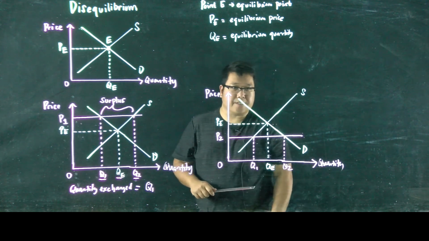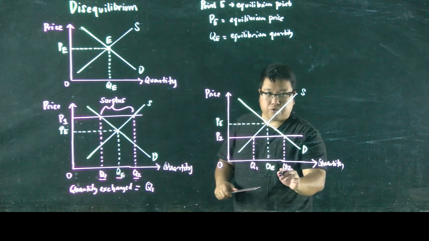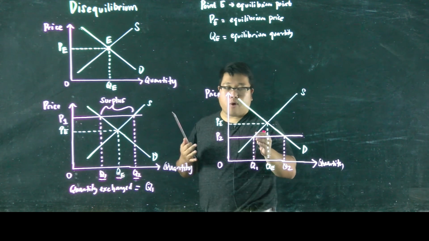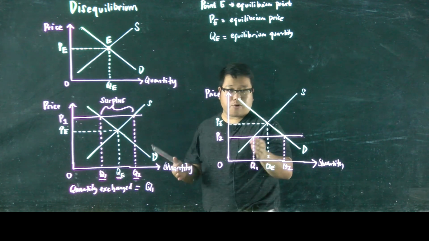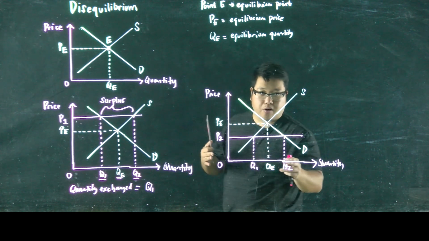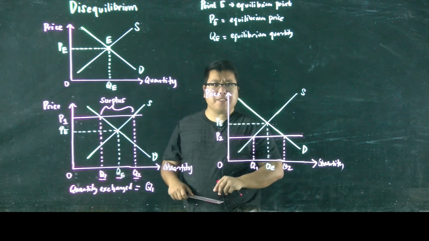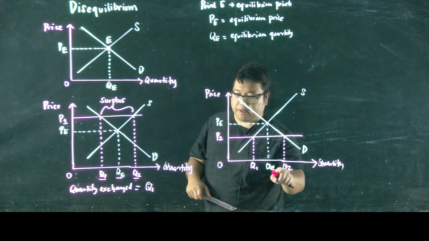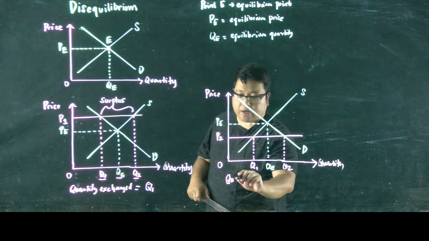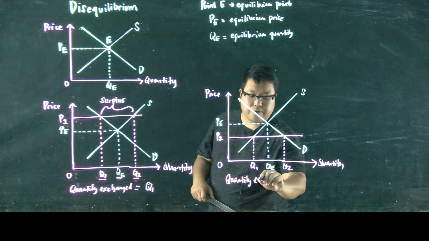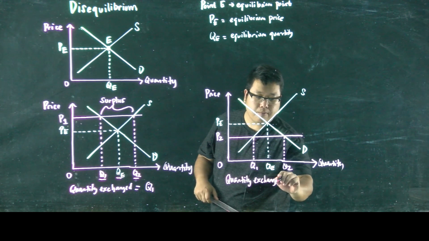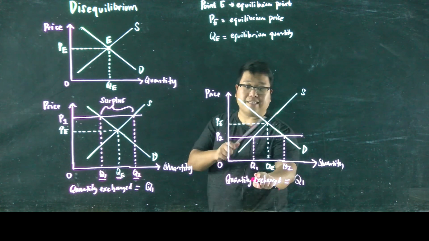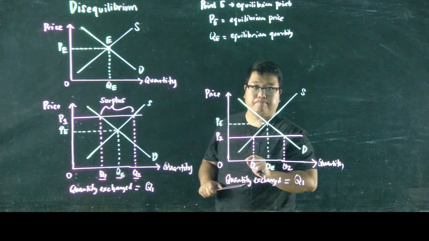Now, the question is this: which of these Qs is the actual quantity exchanged? Well, we said earlier that the quantity exchanged is always the smaller of quantity demanded or quantity supplied. In this particular case, quantity supplied is less than quantity demanded. Therefore, the actual quantity exchanged is equal to Q1. In this case, Q1 is the quantity supplied at P2.